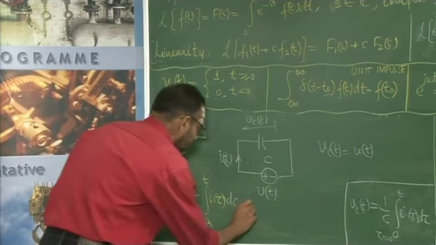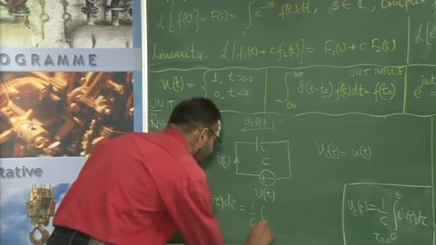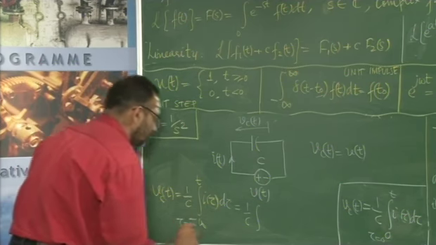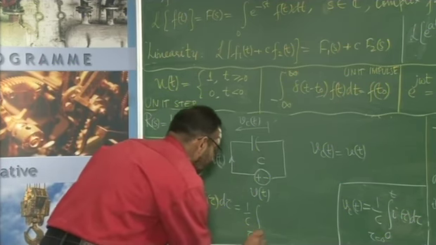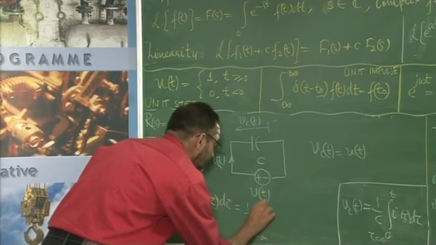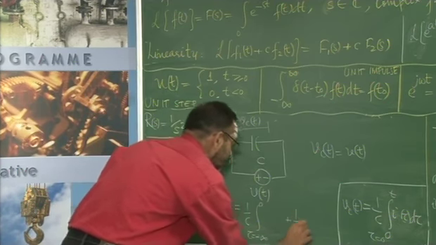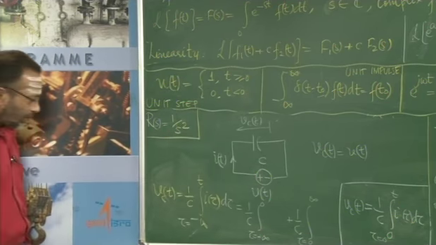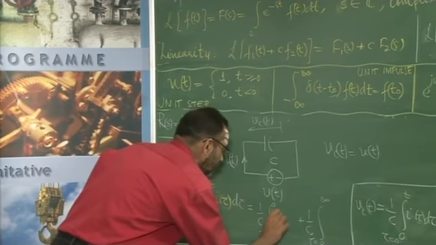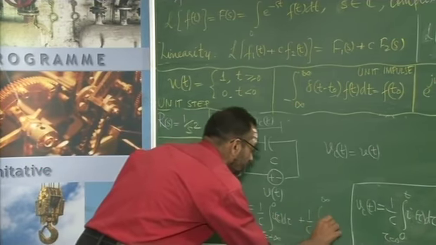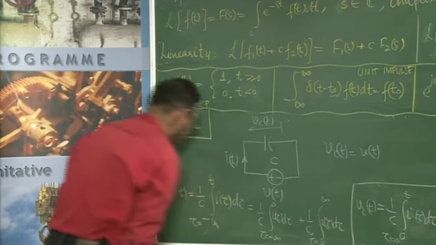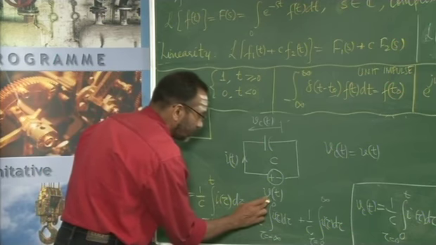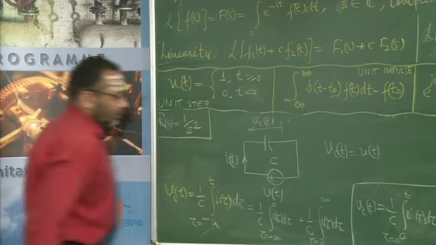If I write it like this, I can write it as 1 over c integral, please observe, tau going from minus infinity to t. I can split the integral into tau going from minus infinity to 0, plus 1 over c integral tau going from 0 to t, where this is I of tau d tau, and this also is I of tau d tau. I split this integral, tau going from minus infinity to t, into tau going from minus infinity to 0 and then from 0 to t.